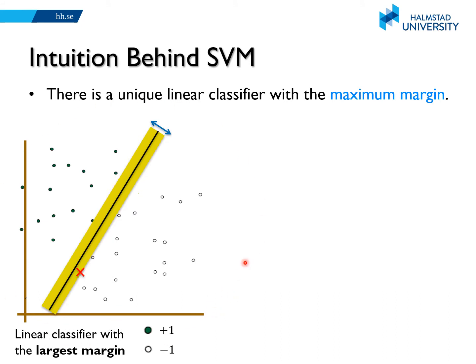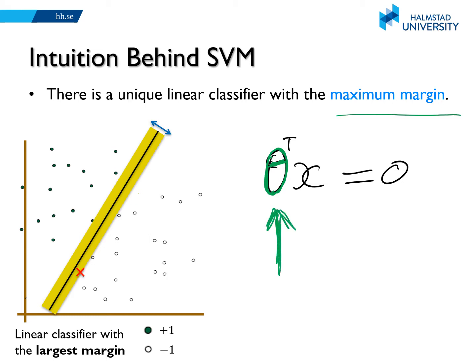And in this case, there is a unique linear classifier which achieves zero error on the training dataset and has the maximum possible margin. So there is only one solution or one classifier with the maximum possible margin. If theta transpose x equals 0 is the equation of our decision boundary, and if we are trying to find the parameters vector theta that gives us the maximum possible margin and also correctly classifies our training examples, then there is only one unique solution, one parameters vector that gives us this maximum margin.